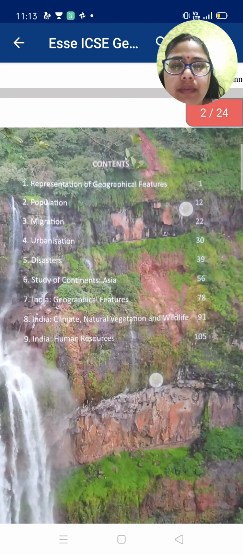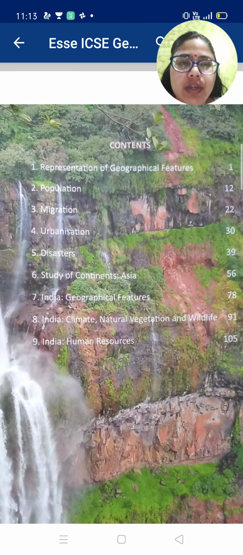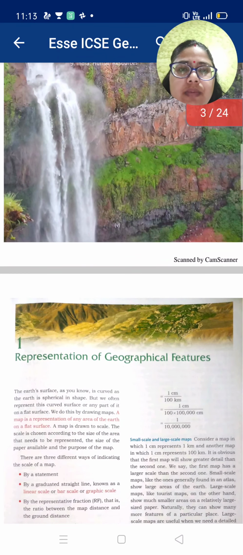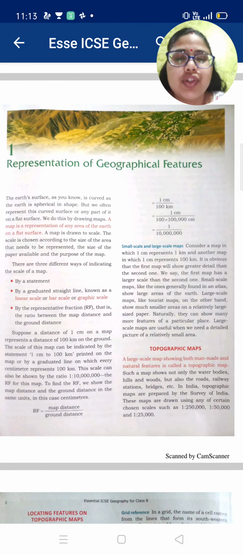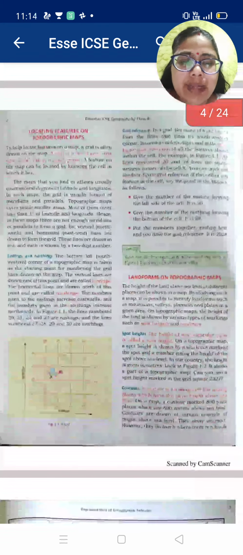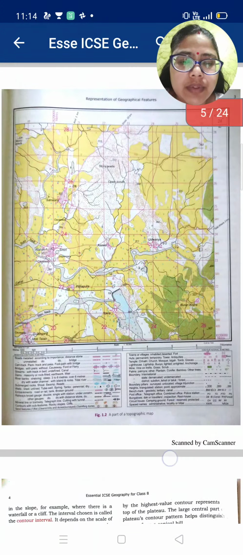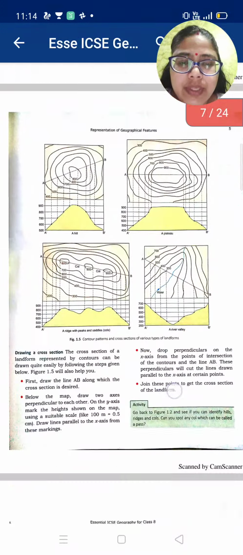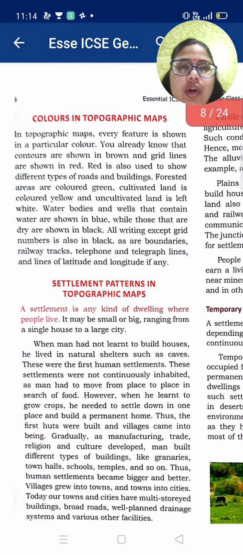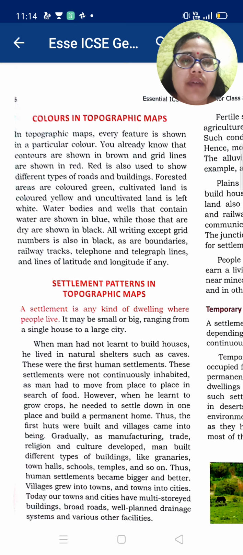So we have started the chapter representation of geographical features. In the previous class, I have already discussed some of the topics: definition of maps, small scale and large scale maps, then topographic maps, then locating features on topographic maps, then landforms on topographic maps. Okay, so these are the topics we have discussed in the previous class. Today we will begin with the topic colors in topographic maps.